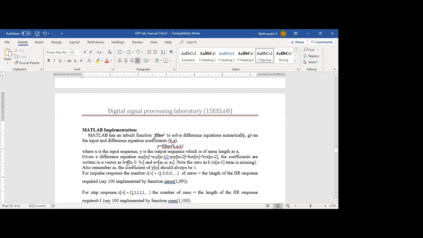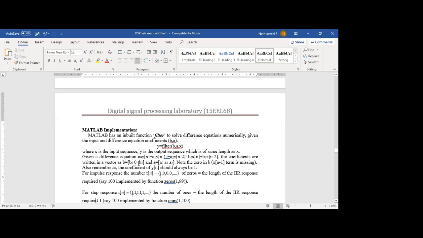Okay, so the coefficients are written in a vector. We can see here, b is equal to, what are the coefficients? These are the coefficients with respect to the input. So what coefficients do we have from the equation? We have b naught. We don't have b1 into x of n minus 1. So in place of the constant term b1, I'm replacing it with 0. And we have the b2 coefficient. But we don't have a coefficient for x of n minus 1, so in the place of x of n minus 1, I'm replacing it with 0.